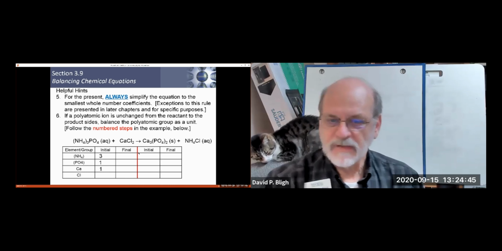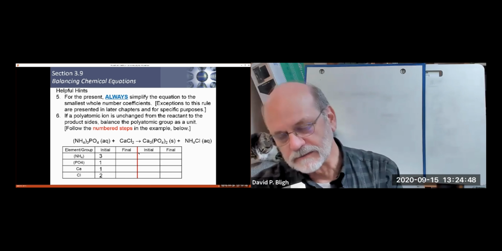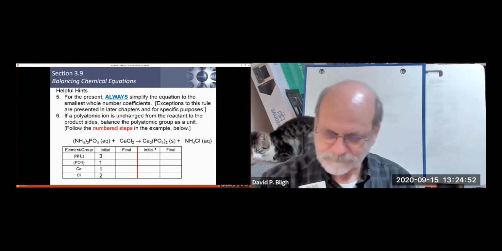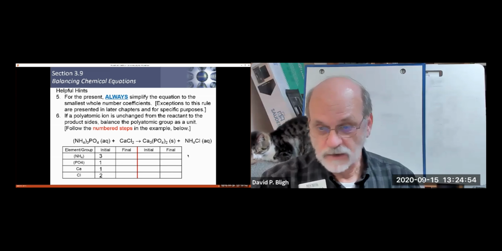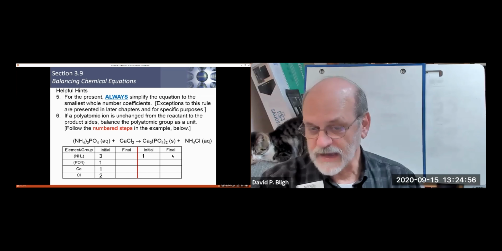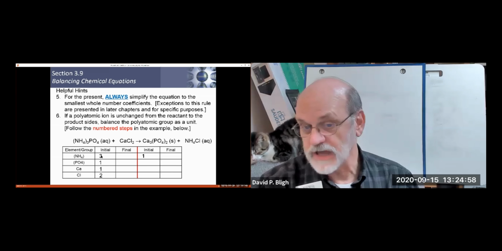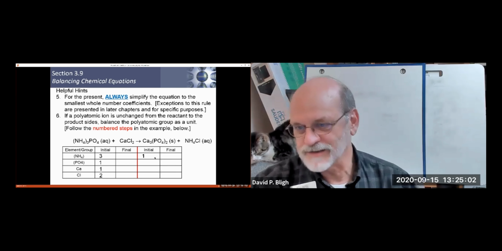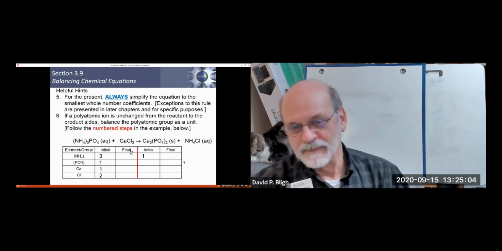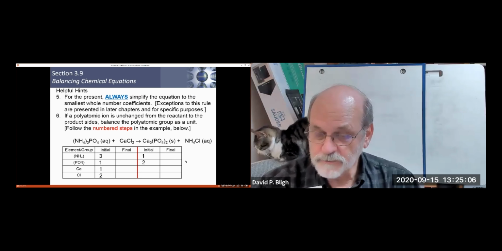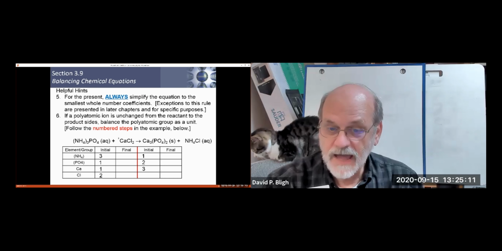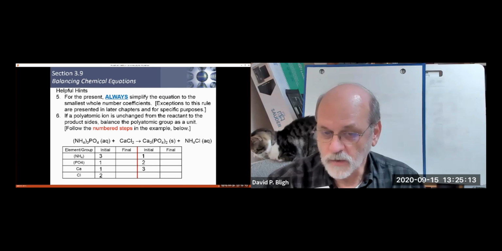Okay? How many do you have on the product side? Let's see. Product side. Look at the ammoniums. You only got 1 on that side. So you know that they're not balanced yet, because there's 3 on this side and 1 on that side. That's a dead giveaway. It's not balanced. You have 2 phosphates on the product side. You have 3 calciums, and you have 1 chlorine.